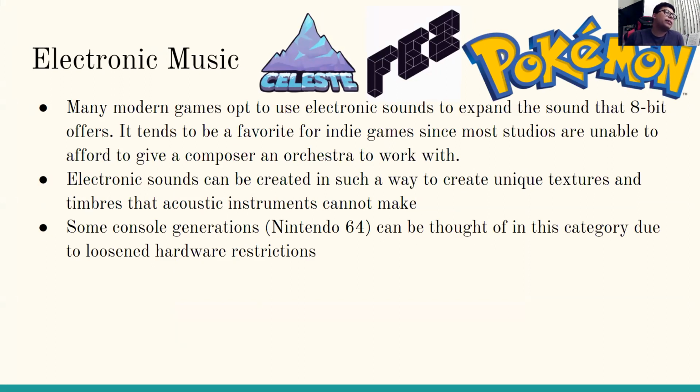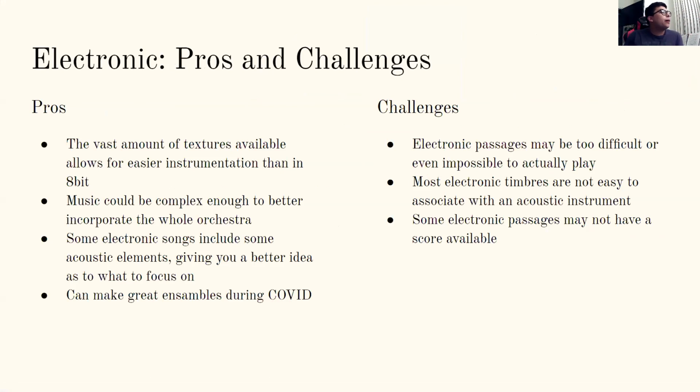And electronic sounds can be created in such a way to create unique textures and timbres that acoustic instruments simply cannot make. And I will lump together some console generations into electronic music, such as the Nintendo 64, because a lot of music from that time period tends to find a middle ground between emulating acoustic instruments and trying to tie themselves to the 8-bit era. So a couple of pros to this kind of approach. The vast amount of textures available allows for easier instrumentation than in 8-bit. And music can be complex enough to better incorporate into the whole orchestra.